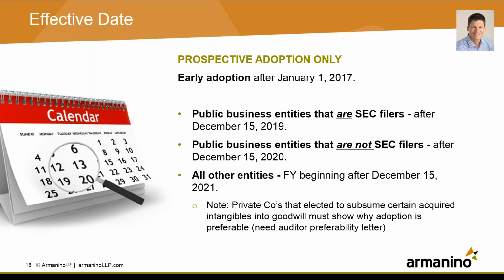In this standard, so for public companies, it's going to be December 15, 2019, so effectively January 1st, 20. For public companies that aren't SEC filers, 2021, and then private companies, again, 2021. An important note here is that if you're a private company and you have elected to adopt that standard that allows you to take those acquired other intangible assets and dump them into goodwill, when you're adopting this new standard, you do need to get an auditor preferability letter to show why the adoption of this new policy is preferred. So a little wrinkle there for the private companies that have gone down that route.